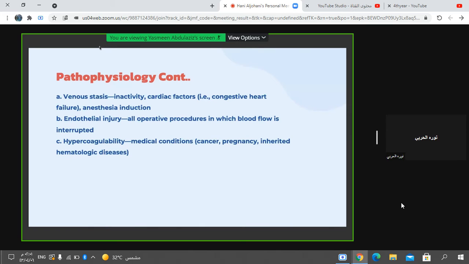Venous is inactive, okay, or caption. Why anesthesia induction? Because also the anesthesia facilitation of the vein.